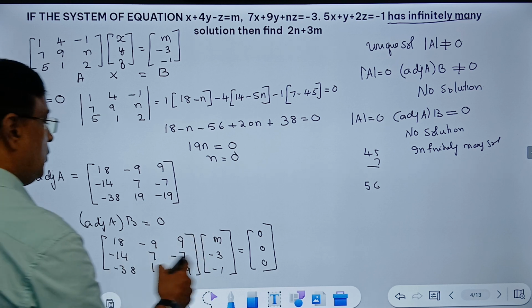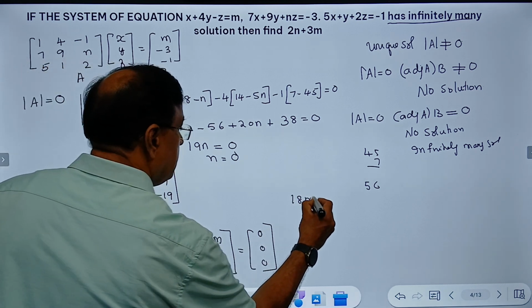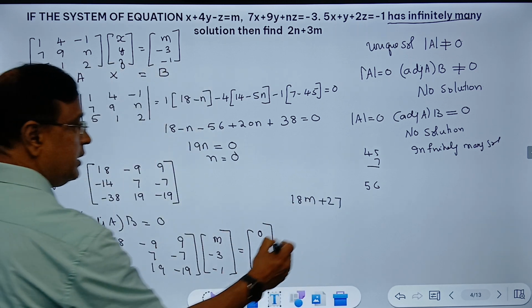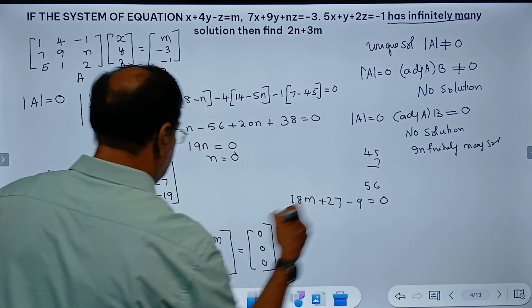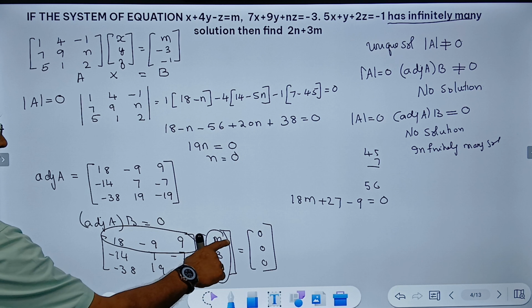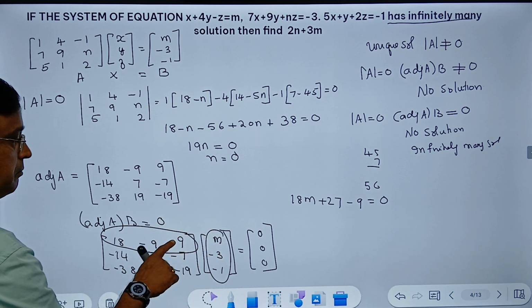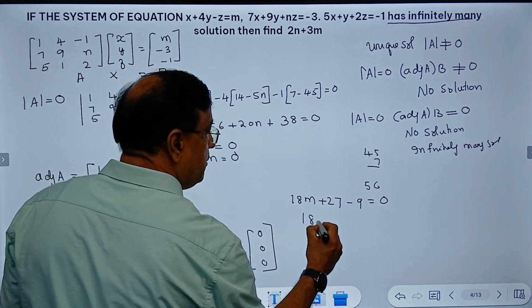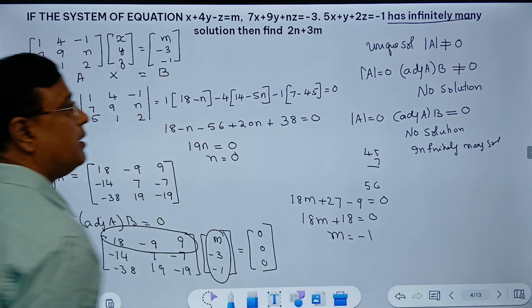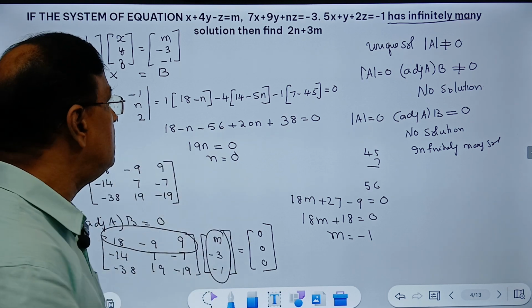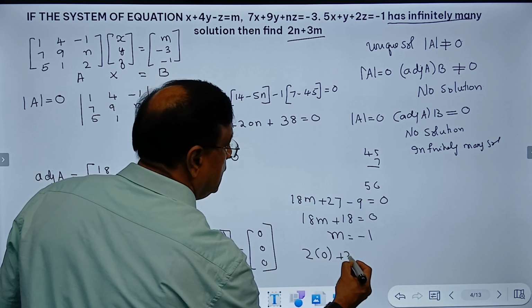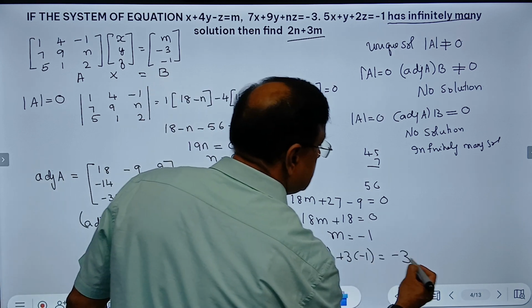Now first row, first column. What happens? 18m plus 27 minus 9 equal to 0. I am multiplying first row with first column. So 18m plus 27 minus 9m. So I get 18m plus 18 equal to 0. So m equal to minus 1. Now that I have found n and m, just substitute here. 2 into 0 plus 3 into minus 1. So the answer is minus 3.